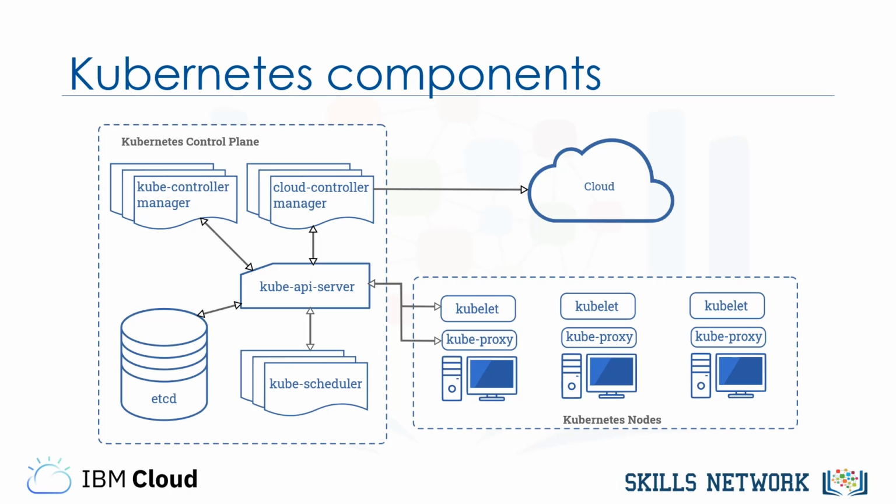On the left side of this diagram is the control plane, which makes decisions about the cluster and detects and responds to events in the cluster. An example of a decision made by the control plane is scheduling of workloads. An example of responding to an event is creating new resources when an application is deployed. The control plane consists of several components.